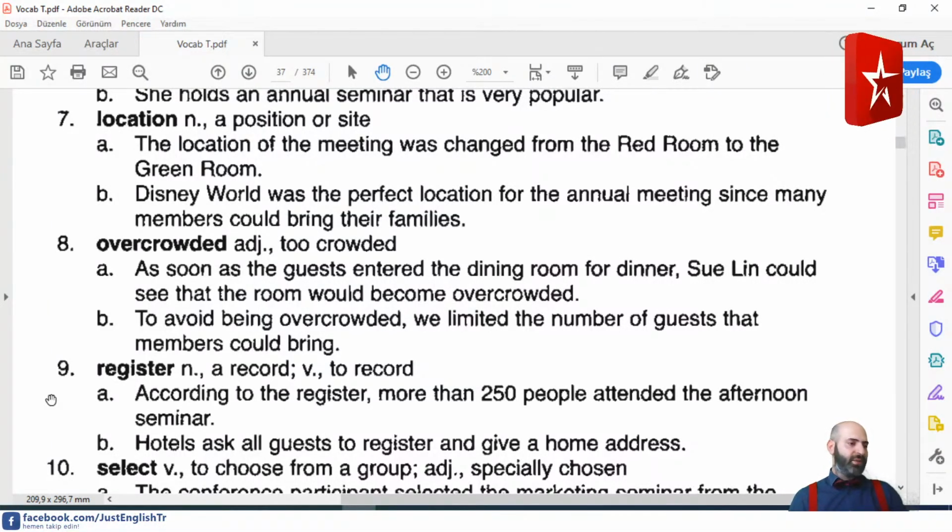Firuza says, in our wedding, I need overcrowded guests. We can say this sentence, in my wedding, I will invite a lot of people, so it will be overcrowded. We cannot say overcrowded guests, because the wedding will be overcrowded, not guests.